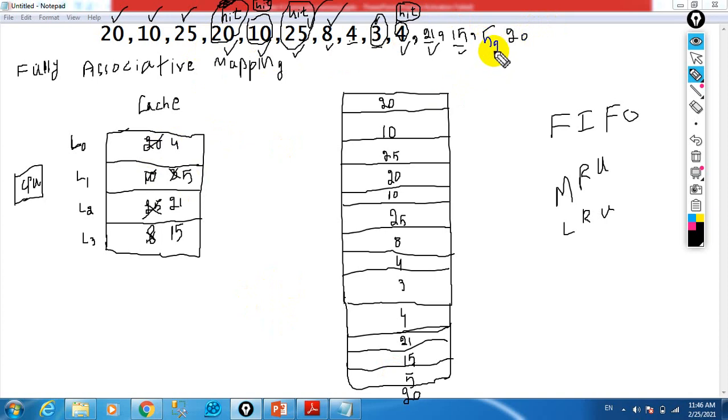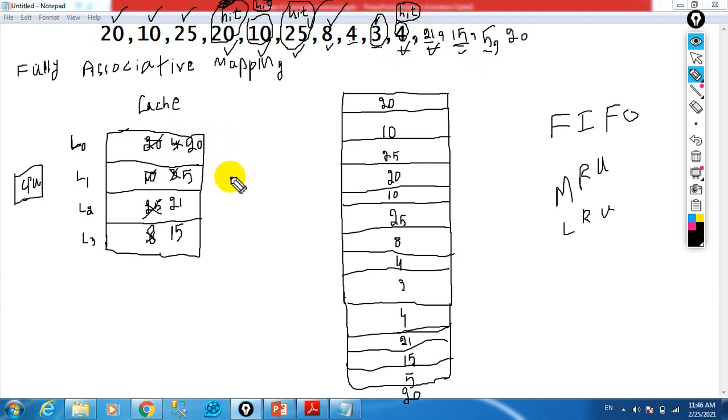So now which one should be replaced? Look at this memory: 5, 15, 21, and 4. Which item should be replaced? 4 should be replaced because it is the least recently used. So 4 should be replaced, and 20 should be written in place of 4.